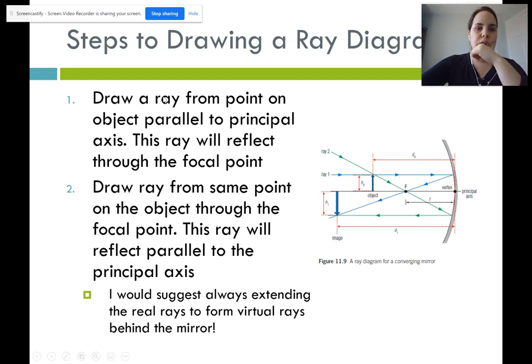The first thing it says is draw a ray from a point on the object parallel to the principal axis. If we look here, here's our object. Here's what's actually being reflected in the mirror.